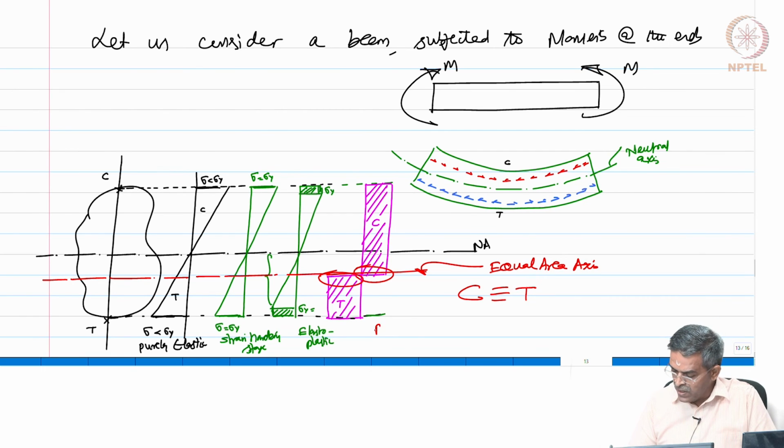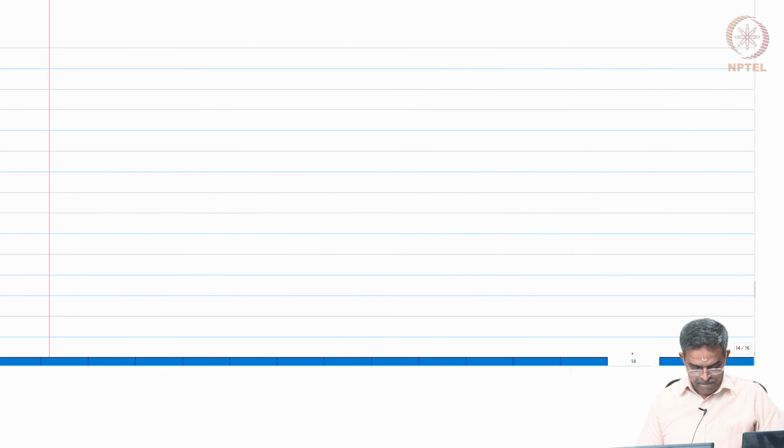So, I can call this section as fully plastic. How can I say it is fully plastic? Each and every fiber is equal to sigma y, whereas in the earlier case only a few fibers were equal to sigma y. Okay? Each and every fiber in this case is equal to sigma y, with the equal area axis. Okay? So, this sketch expresses how a plastic deformation occurs in a given system. The stress variation is shown like this.